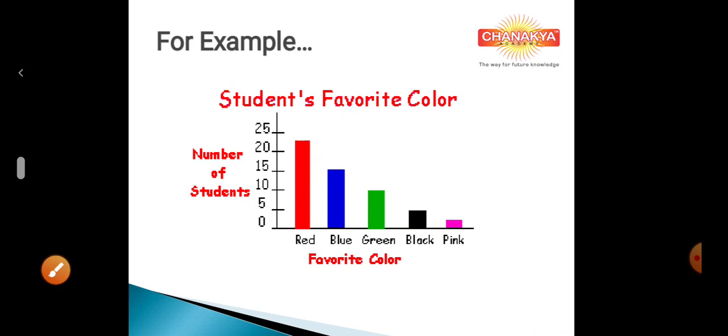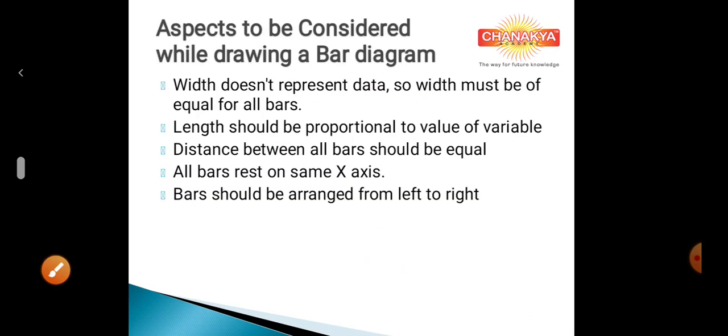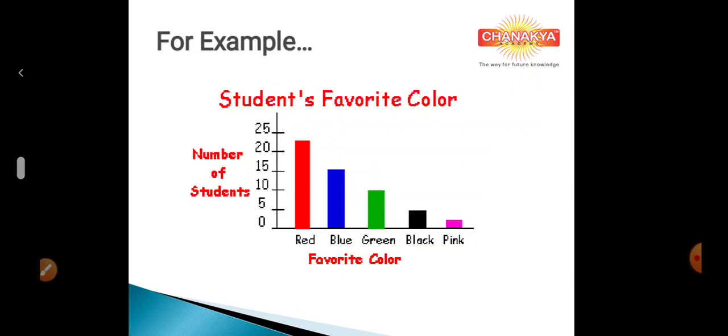Neither one should be broader or narrower. Length should be proportional to the value of the variable. We must see the values of the variable, whether they are in multiples of 5s or the amount is between 1 to 10, 1 to 100, 1 to 1000 and so on. And an appropriate scale should be taken.